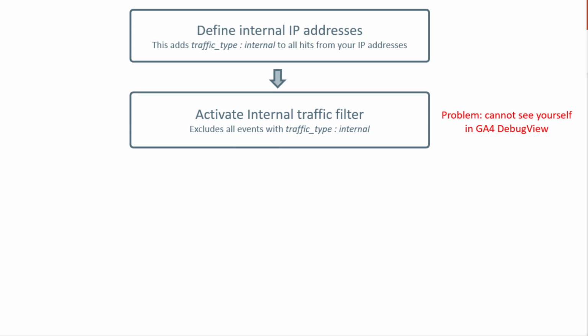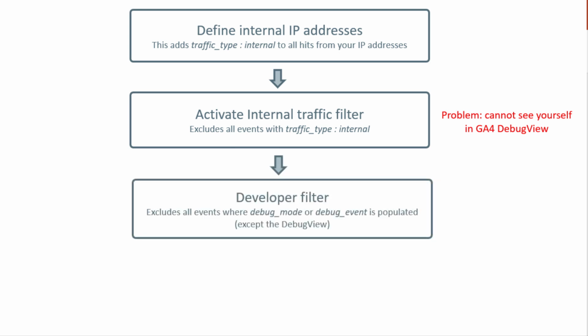So when I faced this issue, I tried to use another type of filter in Google Analytics 4, which is the developer filter. Now, the developer filter excludes all the hits from Google Analytics 4 reports except those that contain the debug mode or debug event parameter. In that case, those events are still excluded from regular reports, but they become visible in the debug view. So I tried to create and activate this filter, but the problem still persisted. But don't worry, I have a fix for that.